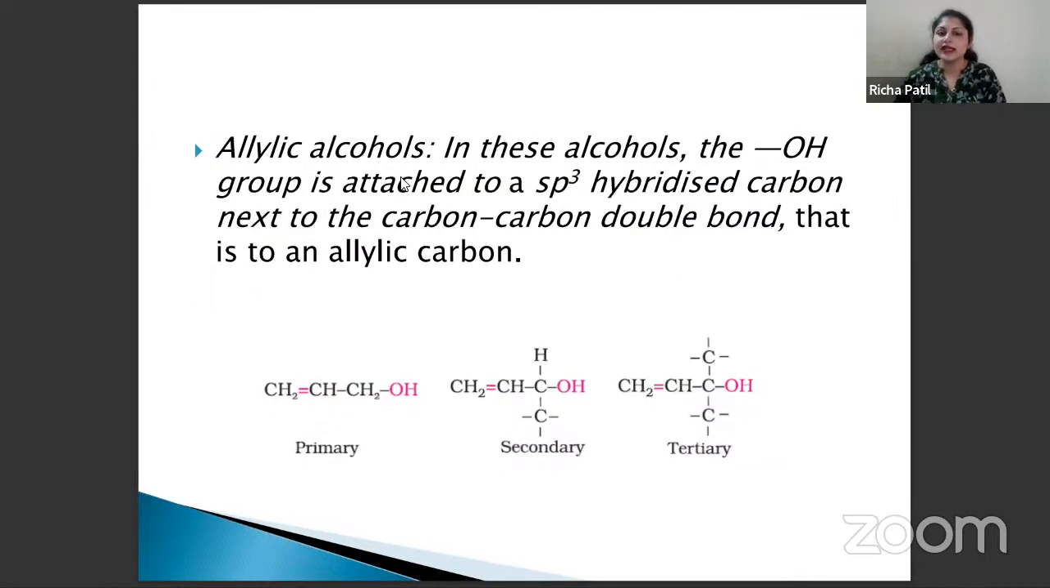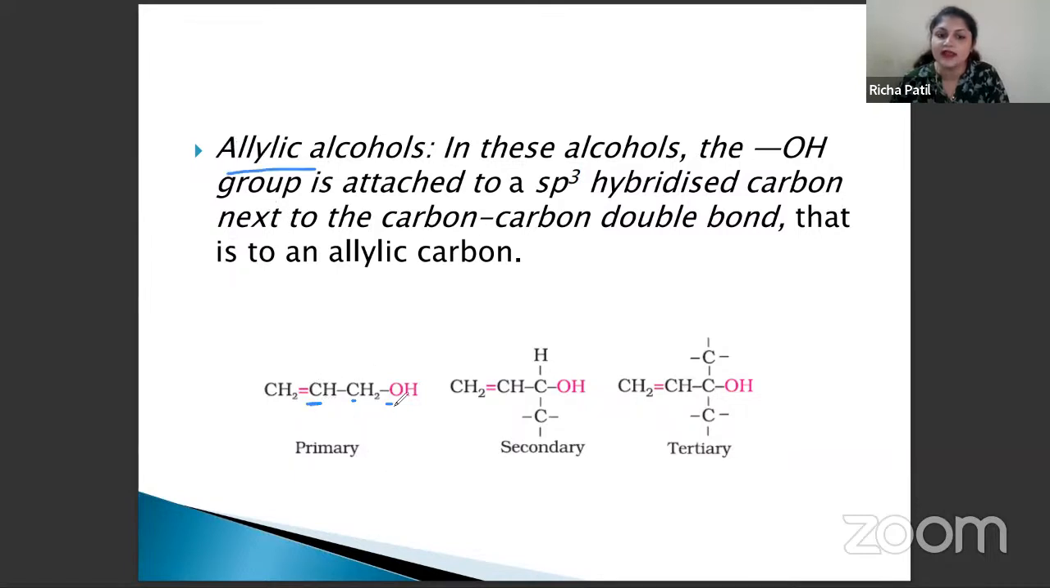So next is allylic alcohols. In these alcohols, where is the OH attached? The OH group is attached to an sp3 hybridized carbon, which is attached to the next carbon, which has a double bond. So that is called allylic.